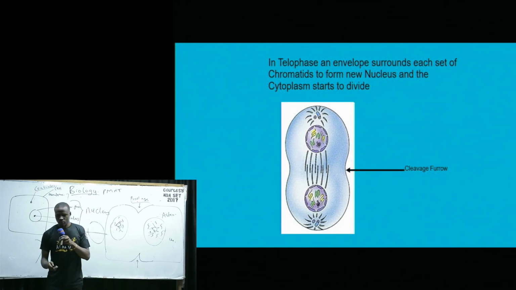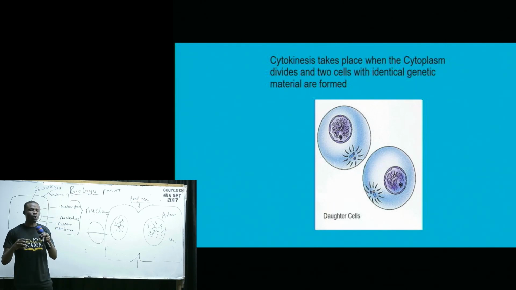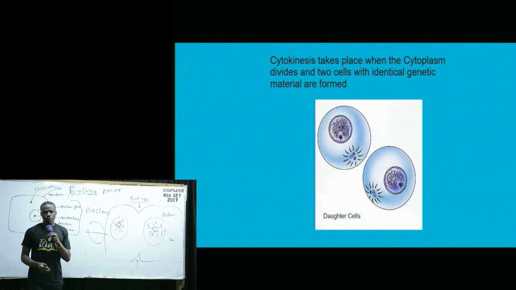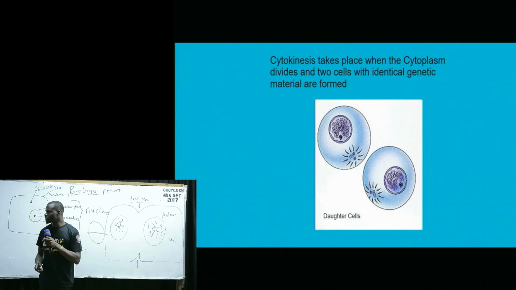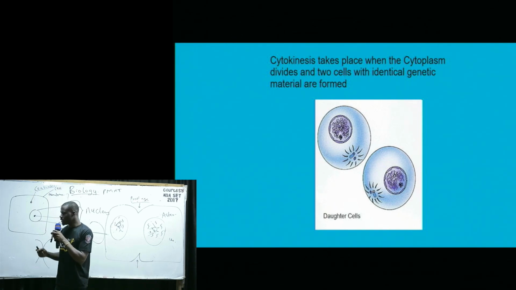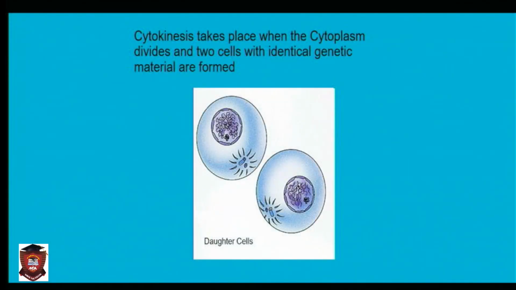Now, cytokinesis takes place when the cytoplasm divides, and 2 cells with identical genetic material are formed. So that is what we call cytokinesis. Can we appreciate that? So you see cytokinesis has occurred. Now we are having 2 daughter cells.